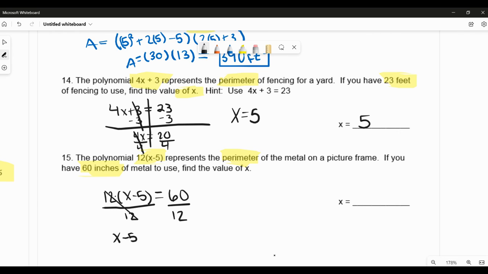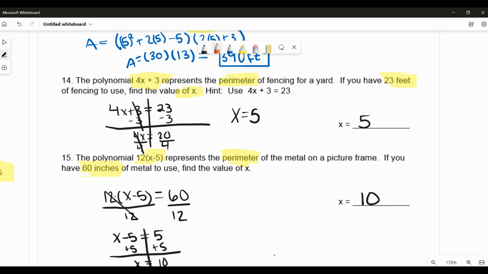I'll be left with x minus 5 is equal to, 60 divided by 12 is 5. And now it's just a one-step problem. I want to get x by itself, so I am going to add 5 to one side of my equation. But if I do it over here, I do it over here, and that's going to give me x is equal to 10. And so I've got my solution.